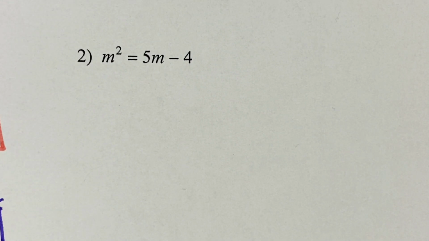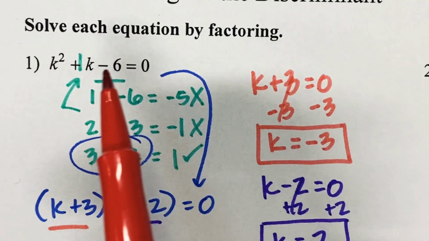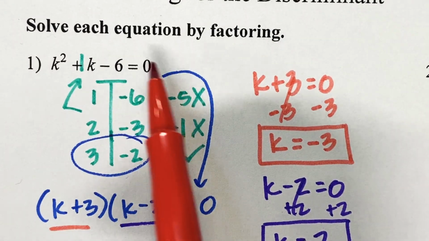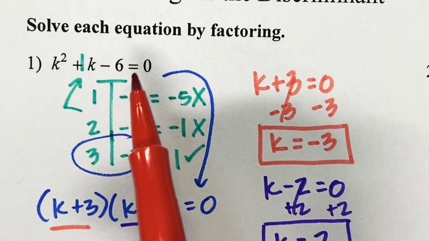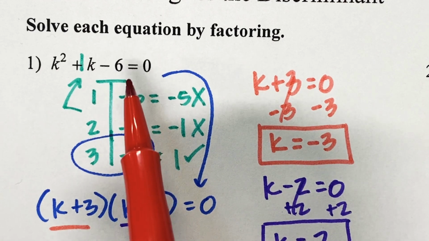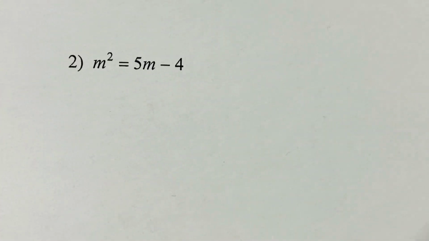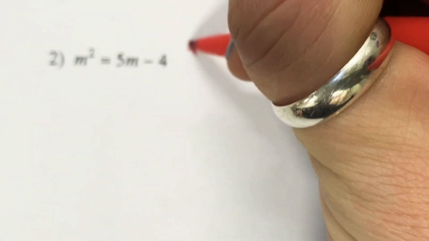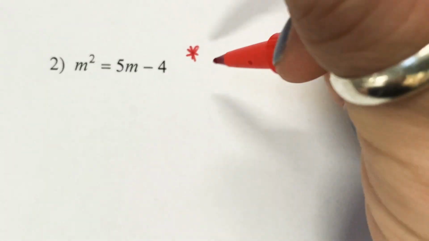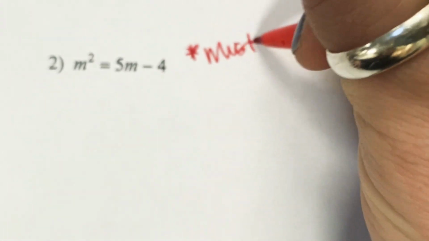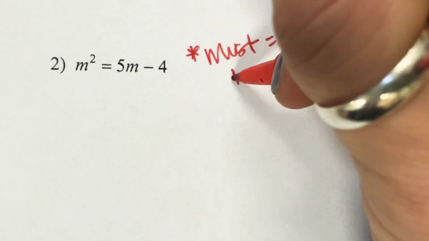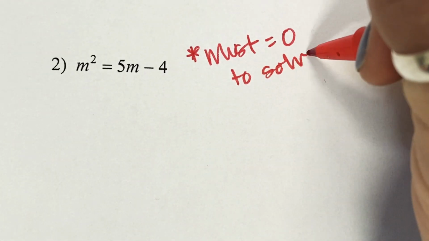Okay, so remember, there's this really important rule when we're solving by factoring or solving quadratics at all, that it has to equal 0 in order to solve by factoring. So let's put that note on our paper because it's super important. Must equal 0 to solve.